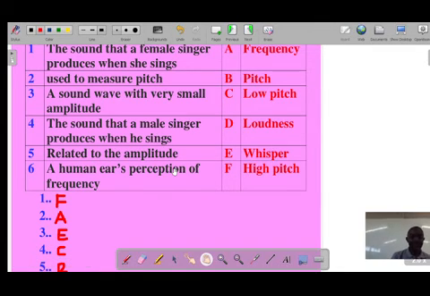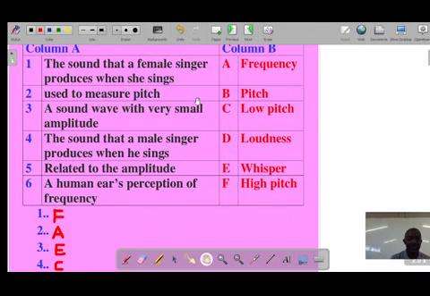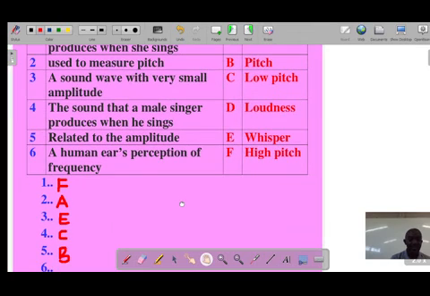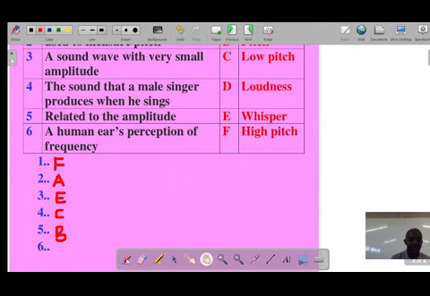Let's check it out again. Now we said that frequency goes hand in hand with the pitch, right? What about loudness? It goes with amplitude. So it means that a human ear's perception of frequency must be what now? It must be the pitch. So this must be pitch here. Pitch is B.